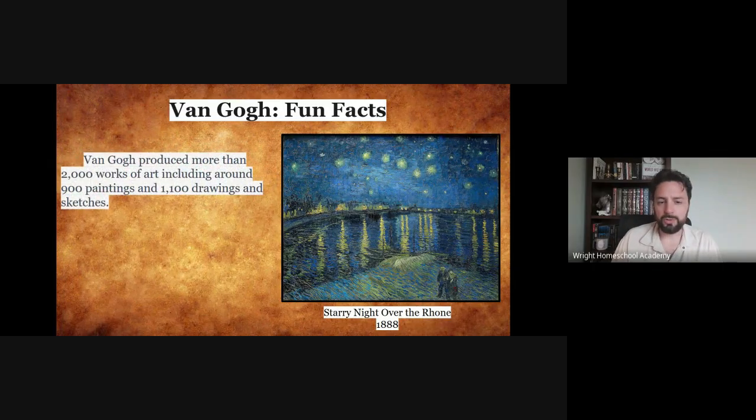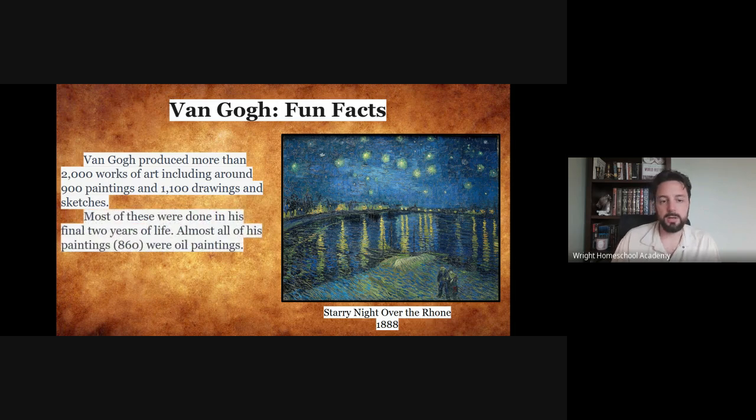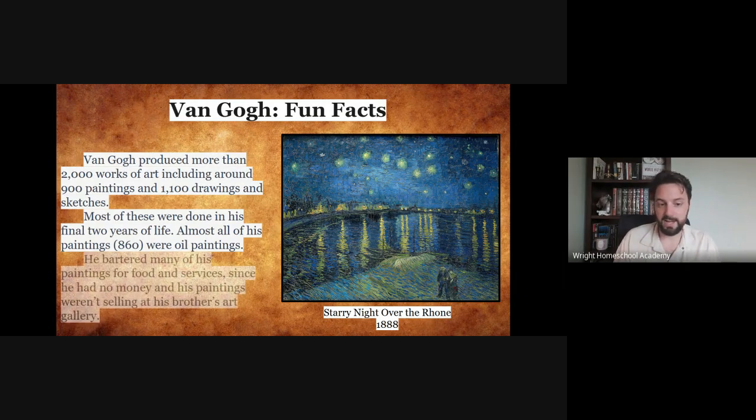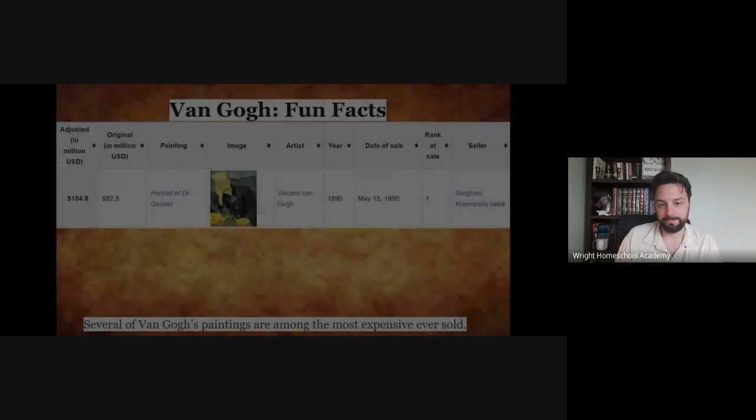Okay, Van Gogh produced more than 2,000 works of art, including around 900 paintings and 1,100 drawings and sketches. Most of these were done in his final 2 years of life. Almost all of his paintings were oil paintings, 860 of them. He bartered many of his paintings for food and services since he had no money and his paintings weren't selling at his brother's art gallery.